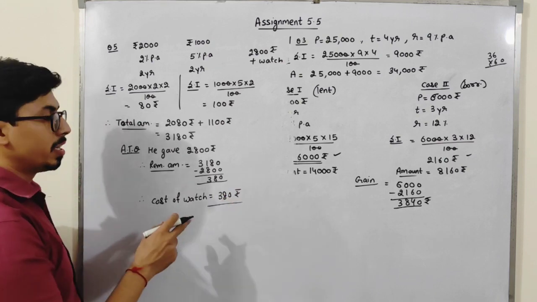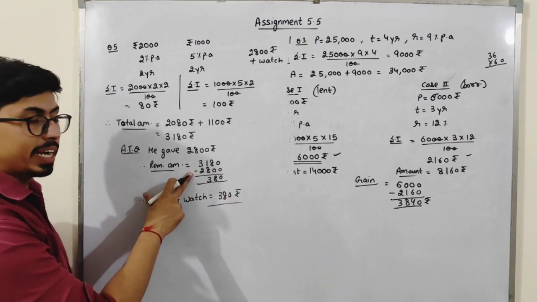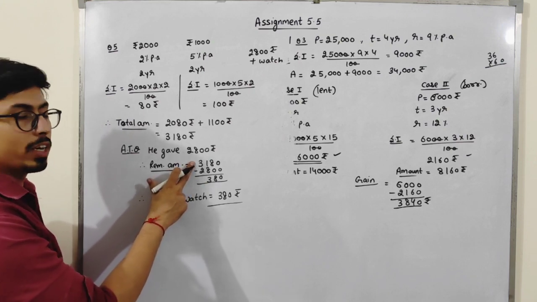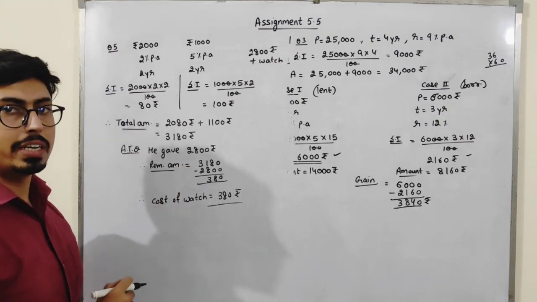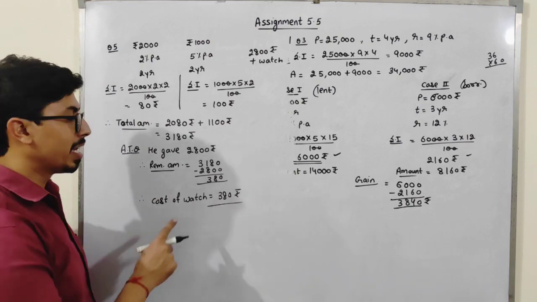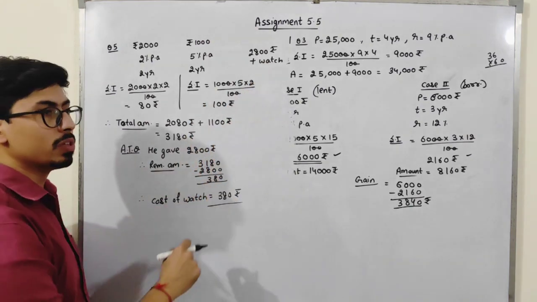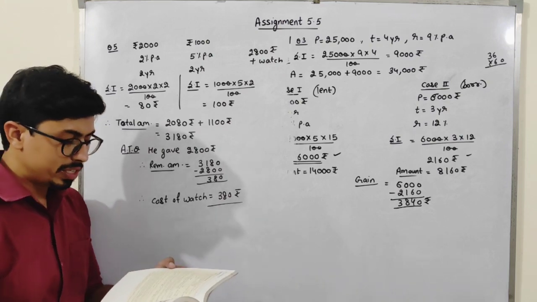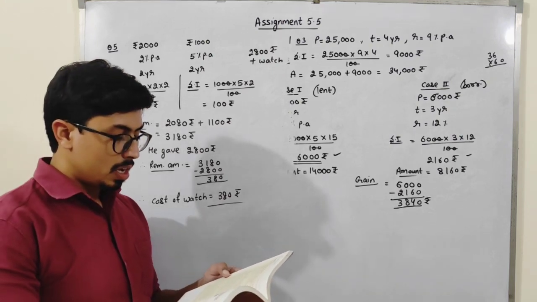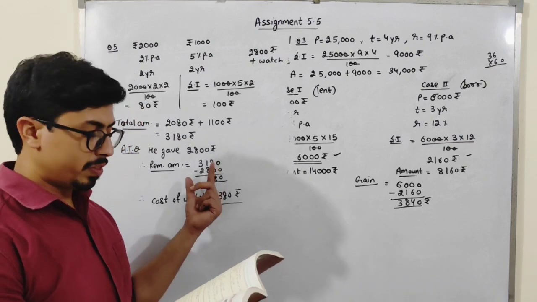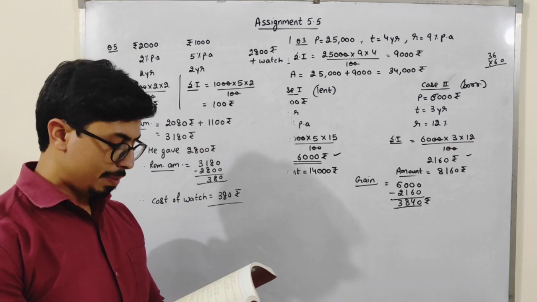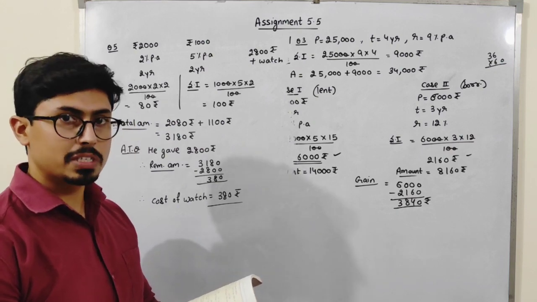Okay. Because he only gave 2,800 rupees, but he has to give 3,180 rupees. So the remaining balance is 380. He did not give the remaining balance, he gave only a watch. That means the watch is equal to 380 rupees. Okay. So this is our question number 5, students. See, like question number 5, question number 6 is also the same. So just do question number 6 yourself. I'm going to discuss the next question, that is question number 7, students.